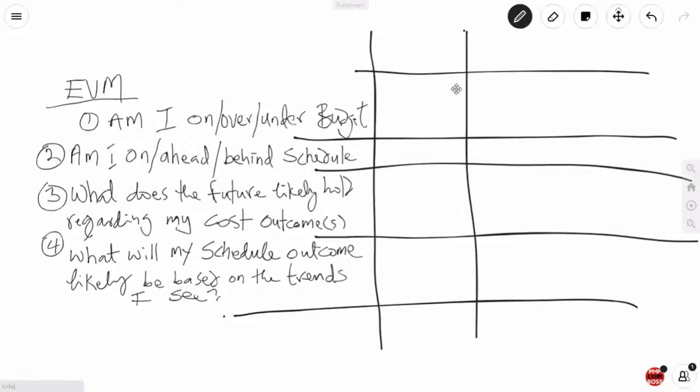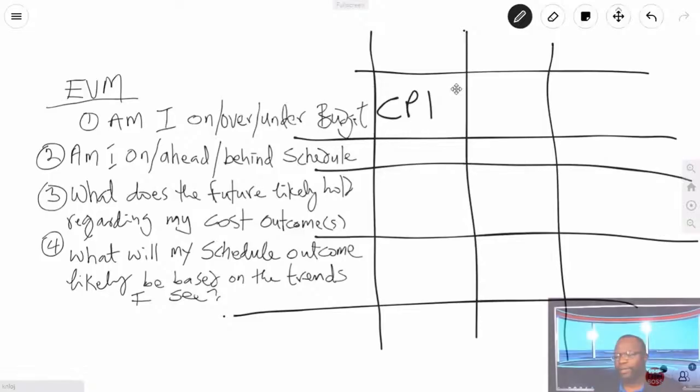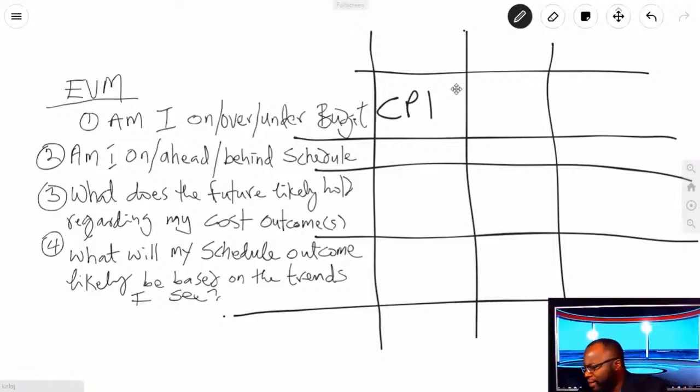First of all, am I on, over, under budget? You need to know CPI and the interpretations of CPI. See that? CPI and the interpretations of CPI. What does it mean if CPI is greater than 1, less than 1, or equal to 1? Okay? So that is the first thing you have to be aware of.